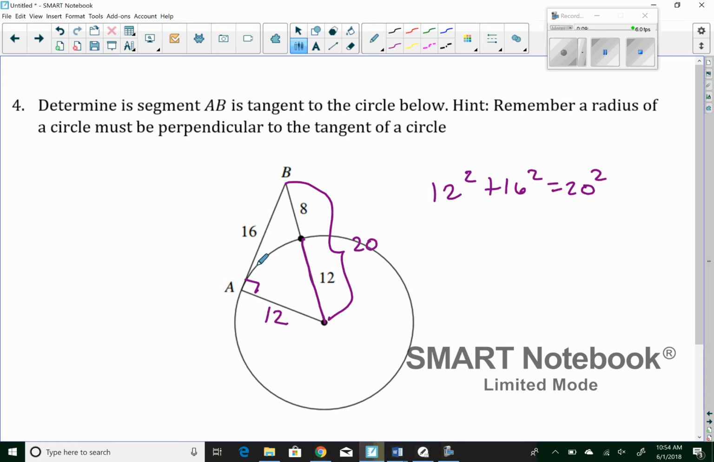Well, if I do some math here in my calculator, I get 400 equals 400. So we can say since the Pythagorean theorem works, angle A is a right angle, proving that AB is a tangent to the circle. That's all we have to say. And again, your explanation should be down here. I just kind of talk through it. Hopefully these videos helped, and we can go through and continue with our homework and practicing for the Regents exams next week.